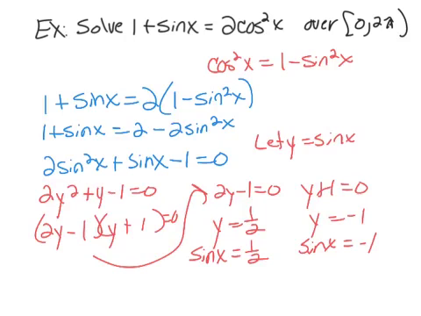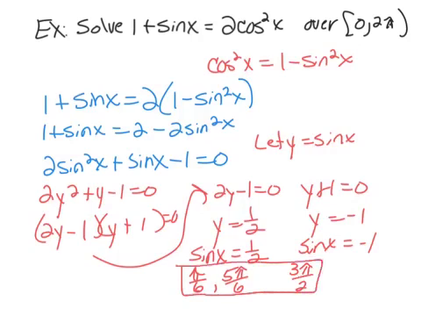Over that interval, the sine of x is 1/2 at 30 degrees, so that's pi over 6, and also 5 pi over 6 because it's positive in the second quadrant, but I only put 2 there because that's where it's positive, and I have a positive 1/2. For sine of x to be negative 1, there's only one place where sine of x is negative 1, and that's at 270 degrees, so that's 3 pi over 2. So those are your solutions.